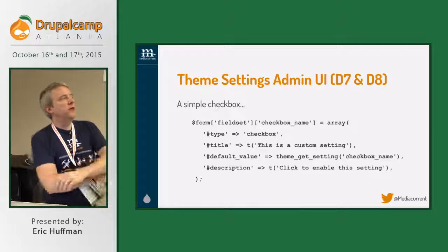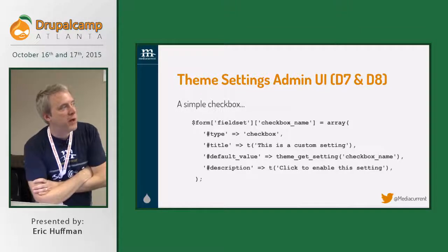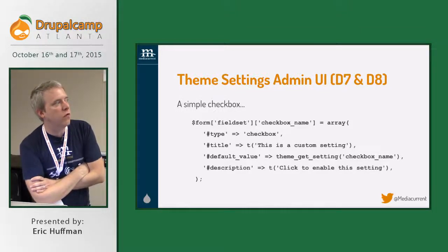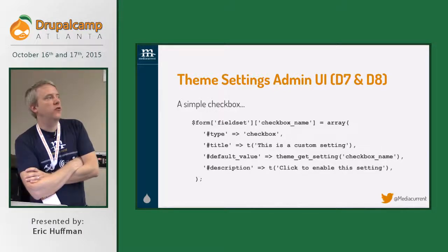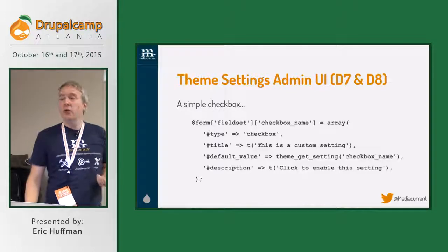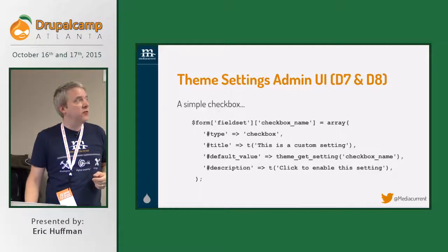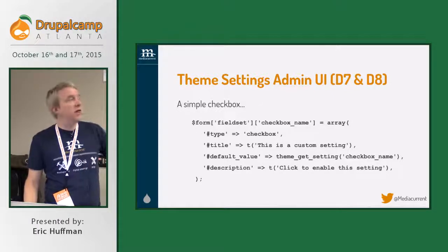So here's an example of the code that you would write to set up a simple checkbox in your theme settings file, and it's pretty basic. You just declare what the form element is, give it a title, some values, and a description. It's pretty straightforward. It's not too scary if you've never done this before. It's actually a really great way to dive in and learn some of the Form API basics in Drupal. And the theme settings file is pretty much the same in Drupal 7 and Drupal 8.